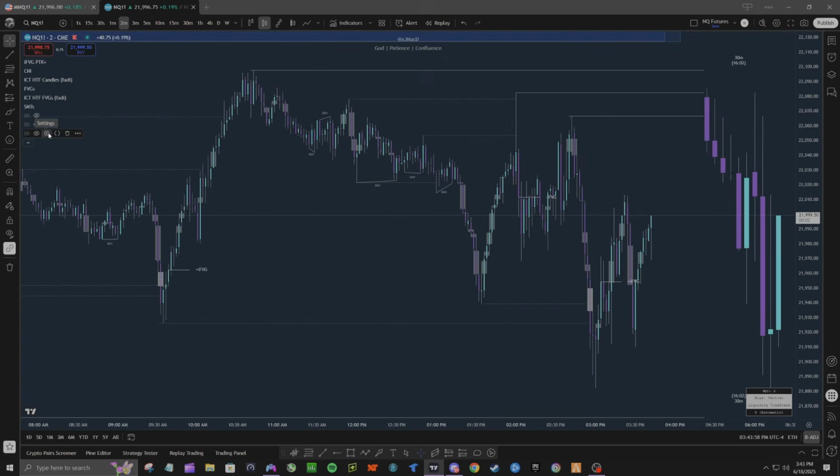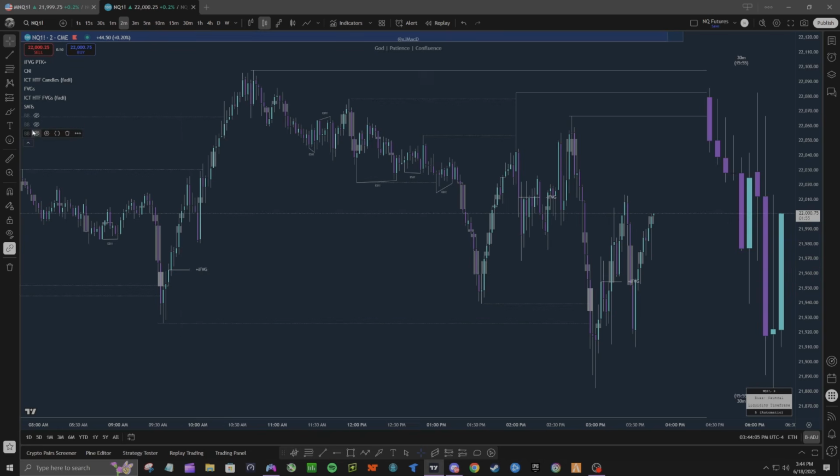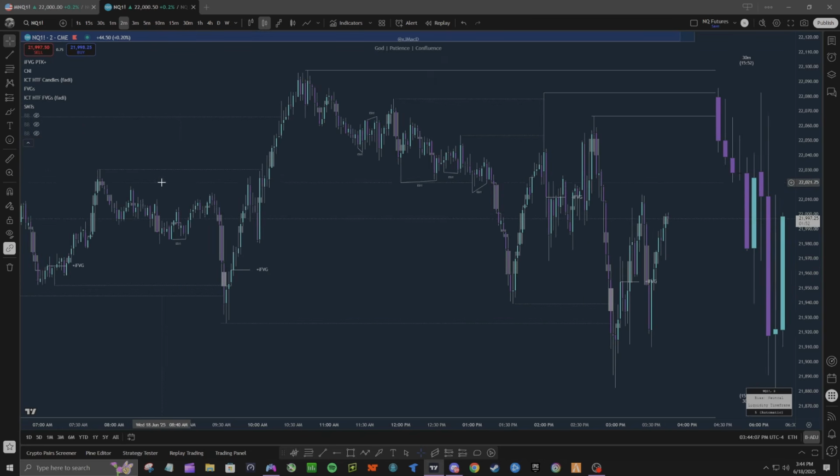I feel like it's pretty straightforward. So like I said, for those of you that struggle with figuring out what trades to get in based off the IFVG signals, just add Bollinger Bands to your chart and essentially just wait for it to break outside of the top or the bottom of it.